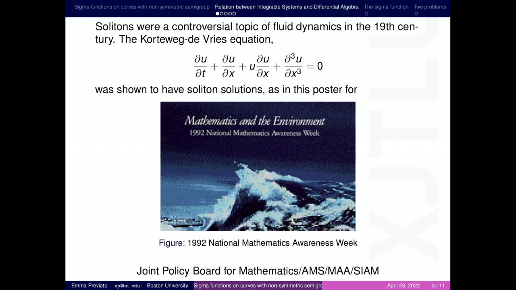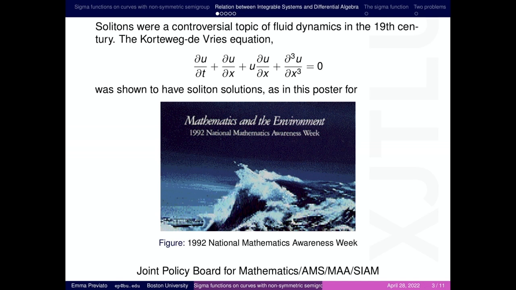Okay, nice. That's a soliton. They made a postcard for Math Awareness Week in 1992. So this Korteweg-de Vries equation, right? This controversial issue, whether solitons exist, solitary waves, in the 19th century was solved by someone following an actual wave in Scotland. And in any event, this is the equation.